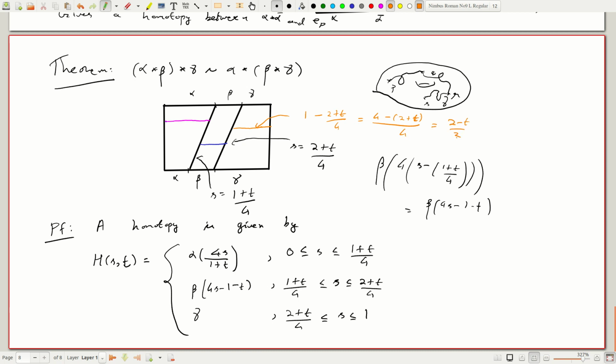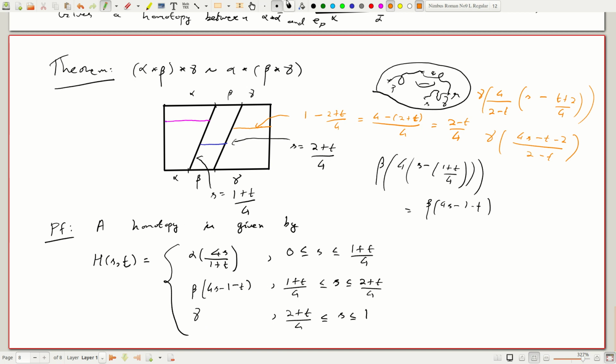You might have guessed this just by mirroring: 2 plus t by 4 becomes 2 minus t by 4. So the length is (2−t)/4, and the speed is the reciprocal of this. So we are going to get gamma of, first of all, 4 by 2 minus t, times s minus the left end point, and the left end point is (t+2)/4. The 4's go away, so this is gamma of (4s − t − 2)/(2 − t).